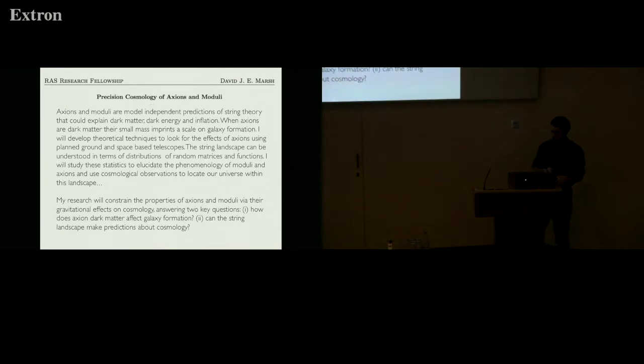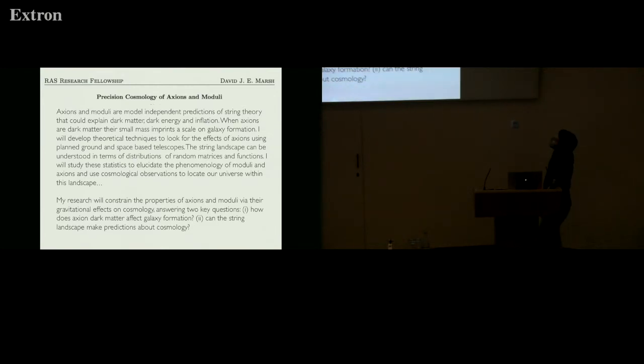So based on these observations, I wrote my application to be an RAS Postdoctoral Fellow. And the name of the project was Precision Cosmology of Axions and Moduli. So I've got a couple of passages from that here. Axions and moduli are model-independent predictions of string theory that could explain dark matter, dark energy, and inflation.